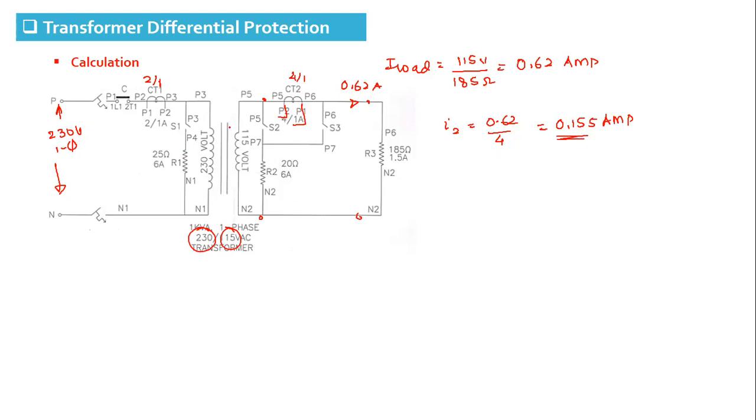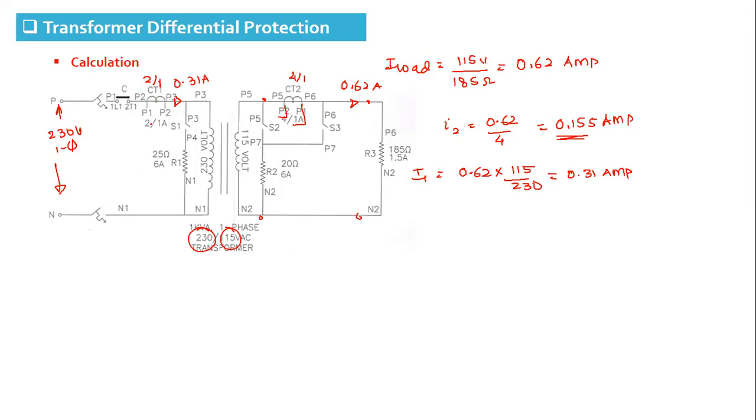Now it is a transformer 230 by 115. So if the current here is 0.62 on 115 volt, then the current on this side, the primary side, if we take the CT ratio, it is 0.62. Here the voltage is half, so current is double, so it is 115 by 230. So the current here will be 0.31 ampere. You can see this current.